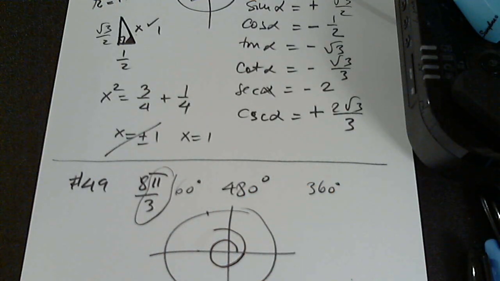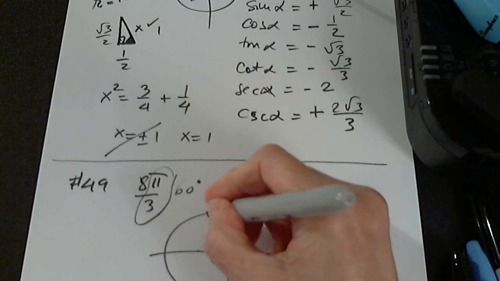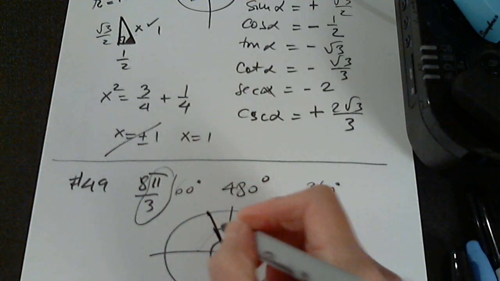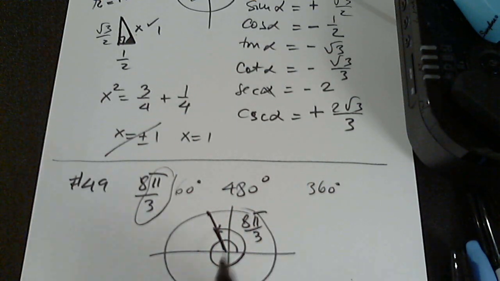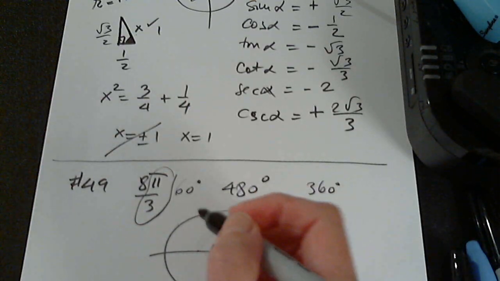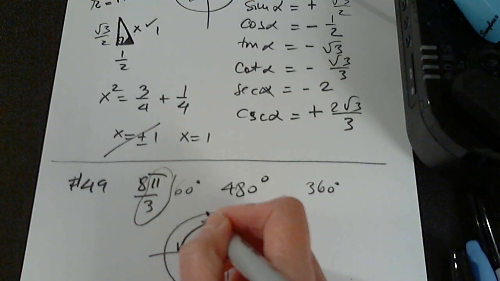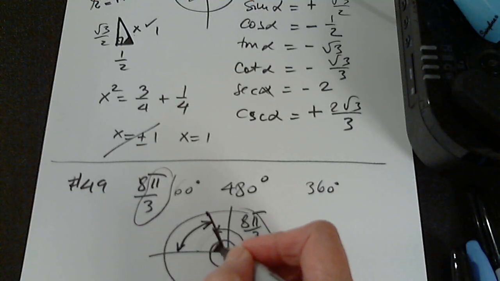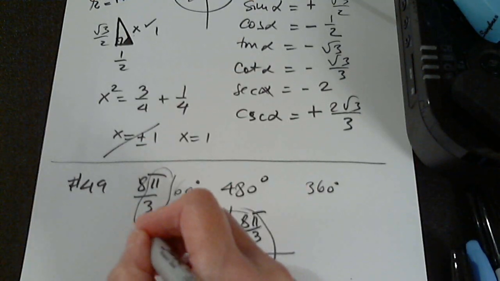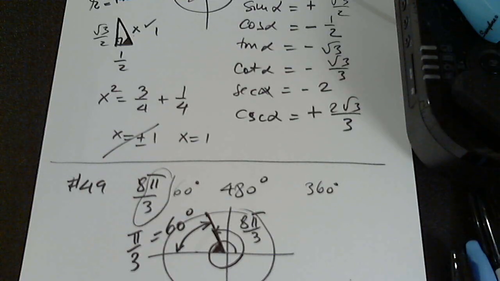So we found the 8 pi over 3. Full, so 360 plus 90 plus 30, right? So the reference angle, can anyone tell us how big is the reference angle? 60. Yes, 60 degrees or pi over 3. So that's how we find the reference angle. Okay?